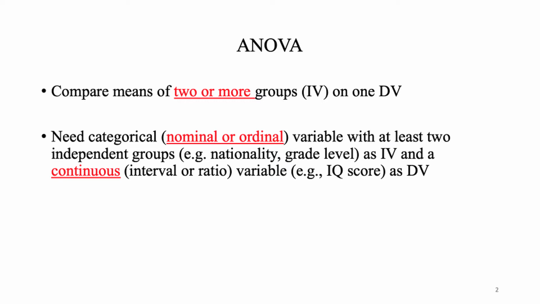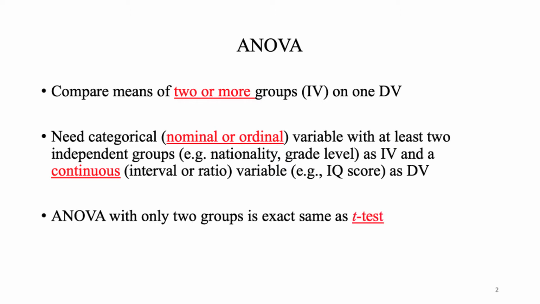For example, you could use different nationalities, or different grade levels in school, second graders, third graders, etc. And this would be the independent variable. And the continuous variable measured on an interval or a ratio scale would be the dependent variable. So, for example, you could use the IQ score, and that's measured continuously from about 40 to about 300, but most people are at 100, okay?